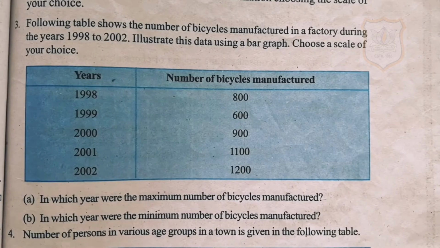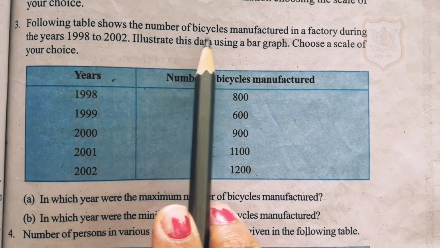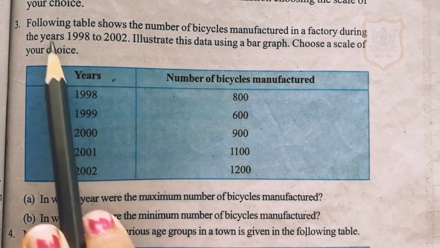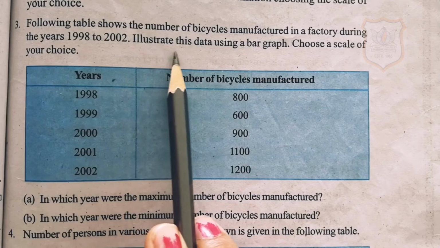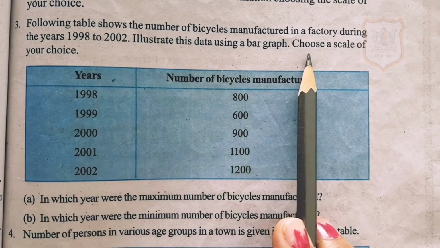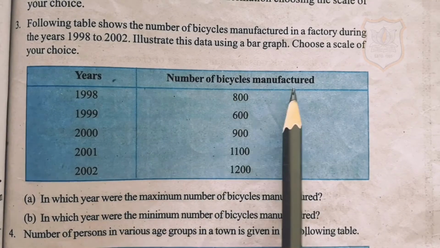Students, try to solve question number 2 of exercise 9.4 by yourself. Question number 3. Following table shows the number of bicycles manufactured in a factory during the years 1998 to 2002. Illustrate this data using a bar graph. Choose a scale of your choice.